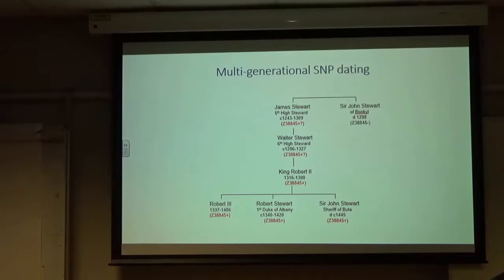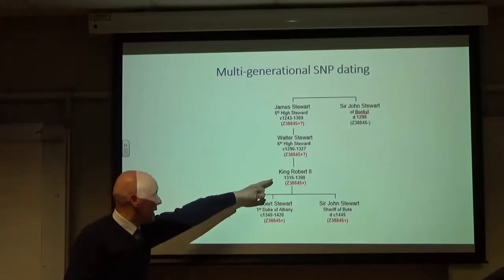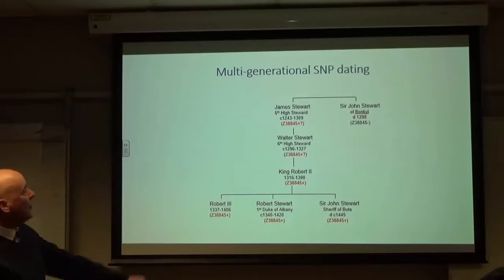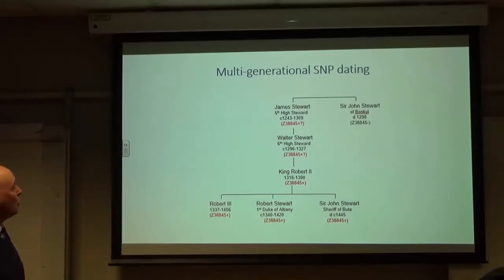A sort of halfway house is what I'm calling multi-generational SNP dating. Here's an example from the Stuarts, and you can see Sir John Stuart of Bonkyll at the top right there. This is in relation to the SNP Z38845, which we know is carried by descendants of King Robert II. Now, it's not carried by descendants of Sir John Stuart of Bonkyll.